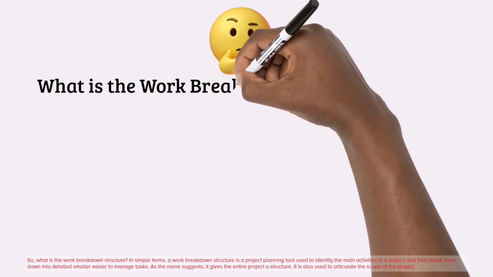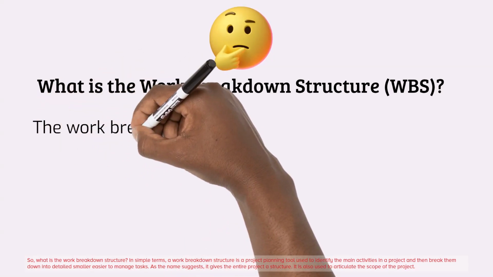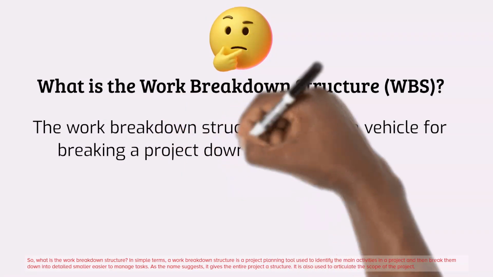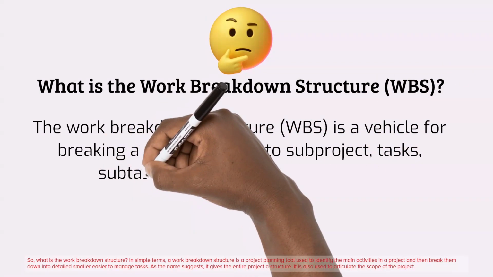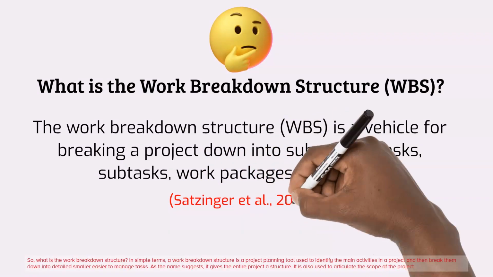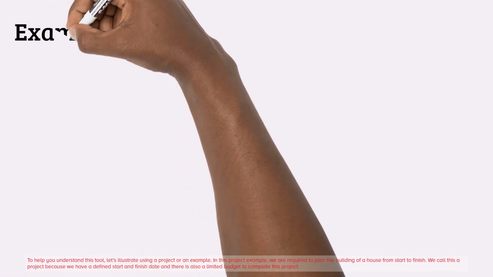In simple terms, a work breakdown structure is a project planning tool used to identify the main activities in a project and then break them down into detailed, smaller, easier to manage tasks. As the name suggests, it gives the entire project a structure. It is also used to articulate the scope of the project. To help you understand this tool, let's illustrate using a project or an example.